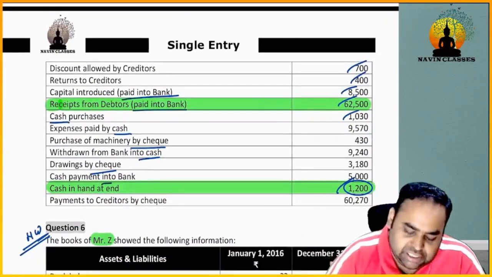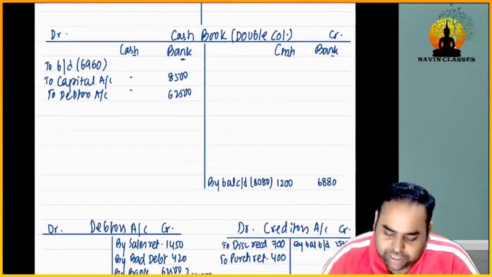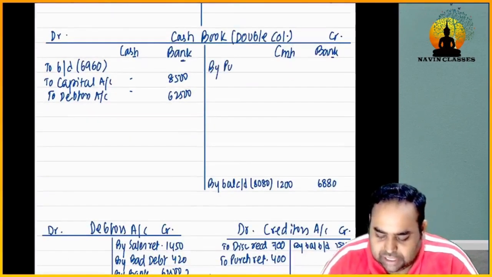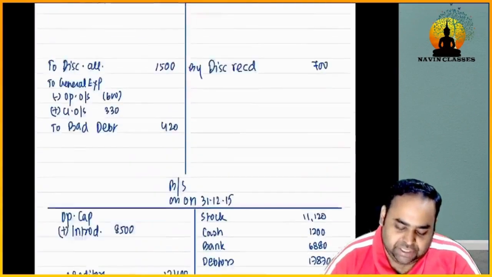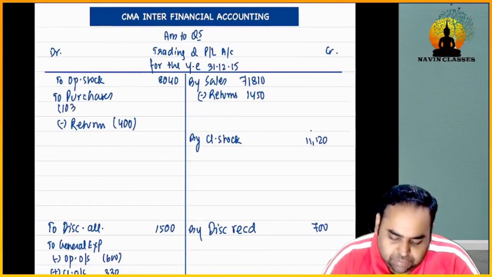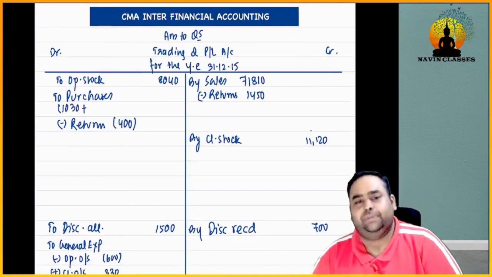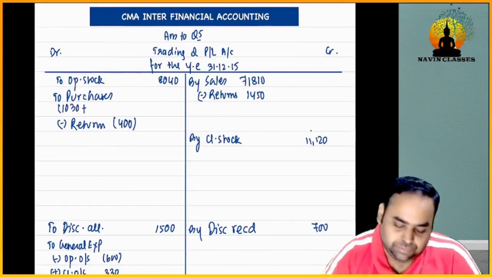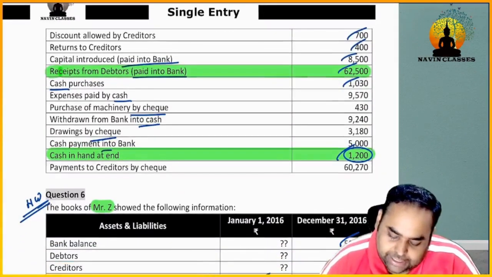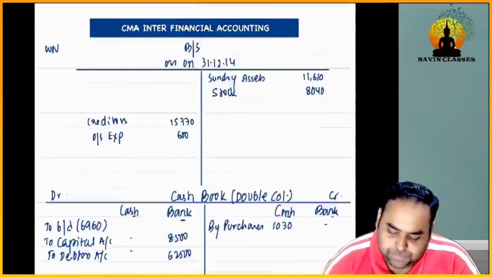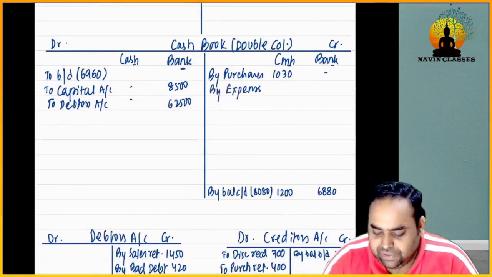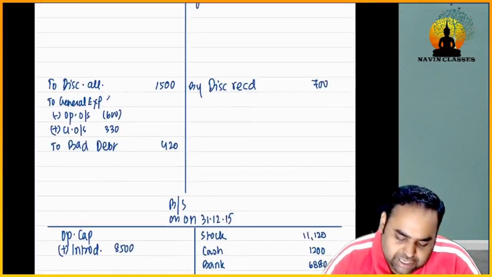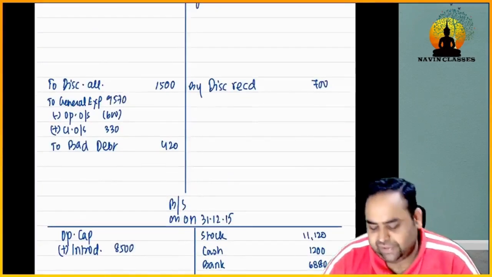Next we have cash purchases 1,030. So in cash we will write by purchases 1,030. These purchases will come under trading. And in bracket I am writing 1,030 cash purchase. Now further, we have expenses paid by cash. It means I've paid expenses, so I will write by expenses 9,570. So these expenses will come in profit and loss. General expense is 9,570.